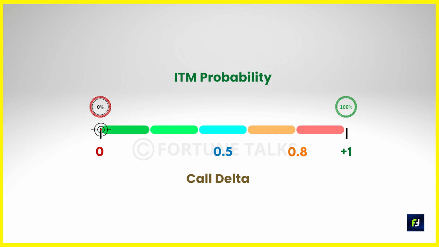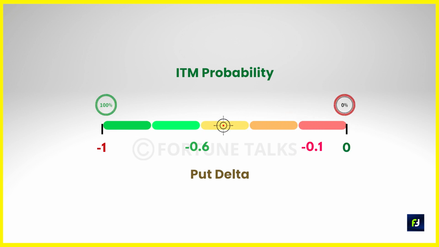For instance, a delta of 0.5 means that there is a 50% probability of a call option expiring in the money. A delta of 0.8 means that there is an 80% probability of a call option expiring in the money, and so on and so forth. Similarly, a delta of minus 0.6 means that there is a 60% probability of a put option expiring in the money. A delta of minus 0.1 means there is only a 10% probability of a put option expiring in the money, and so on and so forth.